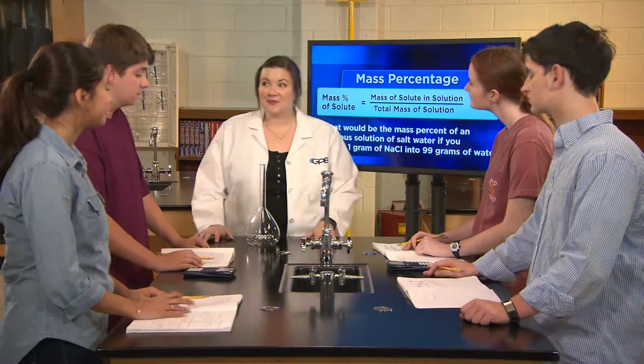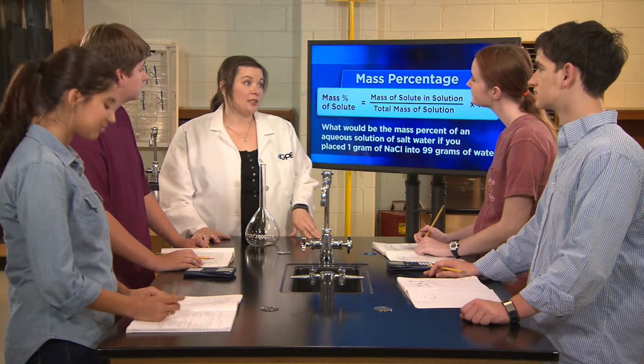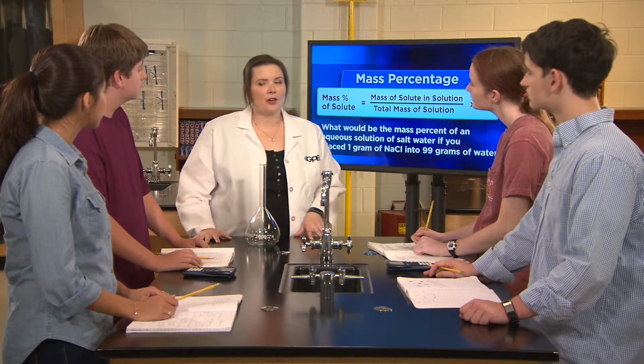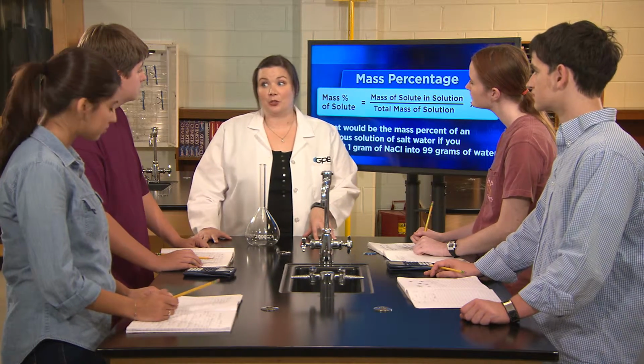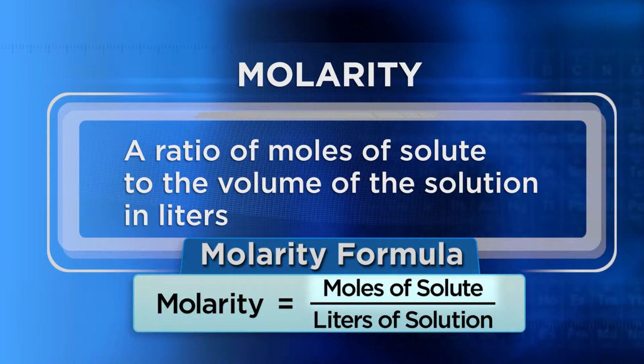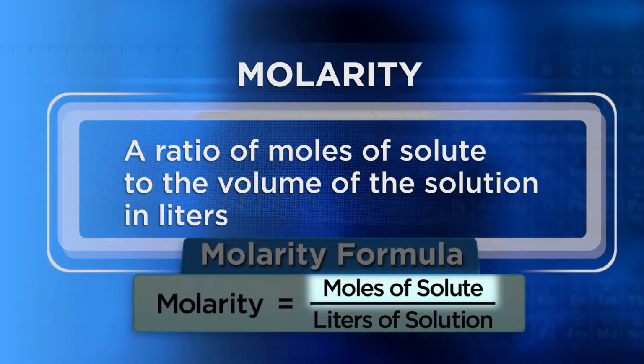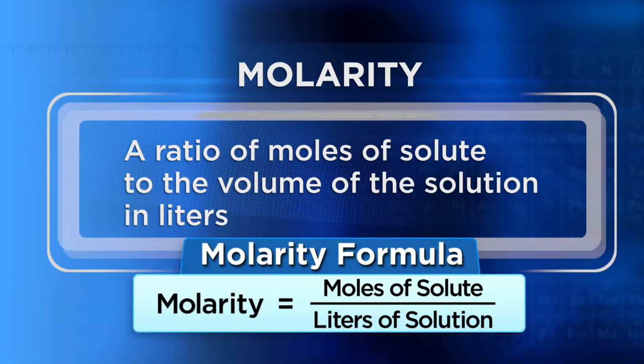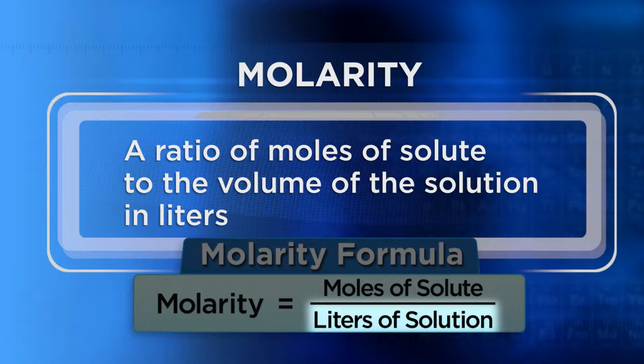Good example. Now, the next way to express how concentrated a solution is, and by far the gold standard for chemists around the world, is known as molarity. Molarity is the ratio of moles of solute to the volume of the solution in liters. It's calculated by dividing the moles of solute in the numerator by the volume of the solution in liters in the denominator. Molarity is abbreviated with a capital M. A key point to notice here is the use of liters in the denominator.